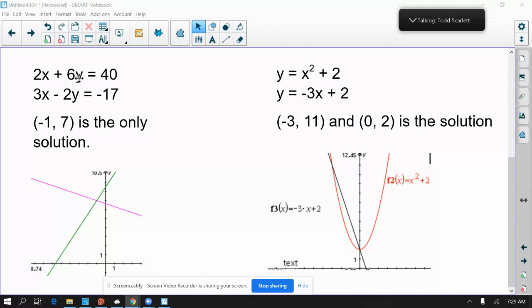If you were to graph both of these lines, the green line has many, many ordered pairs, so does the purple line, but they only have one ordered pair in common, this ordered pair, and this is negative 1, 7. Here, this parabola has many, many ordered pairs, so does the line, and they have precisely two ordered pairs in common. One is 0, 2, the other one is negative 3, 11.